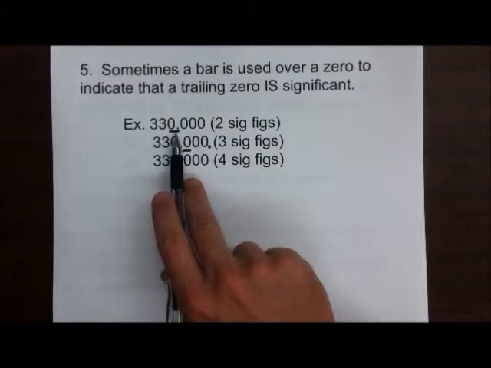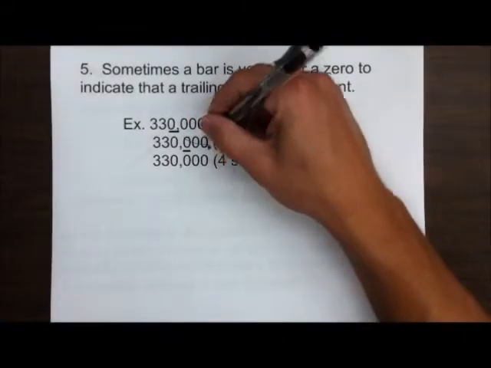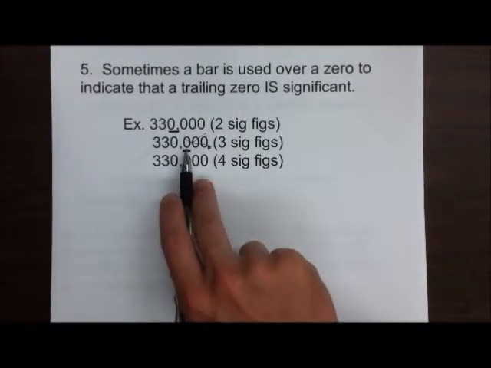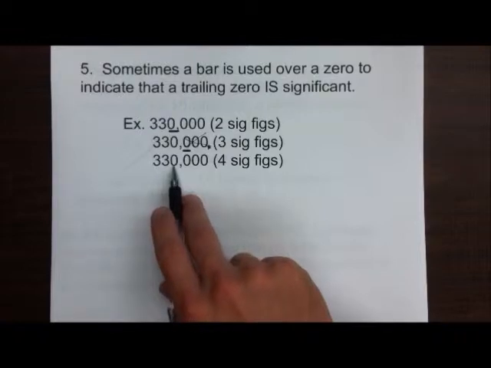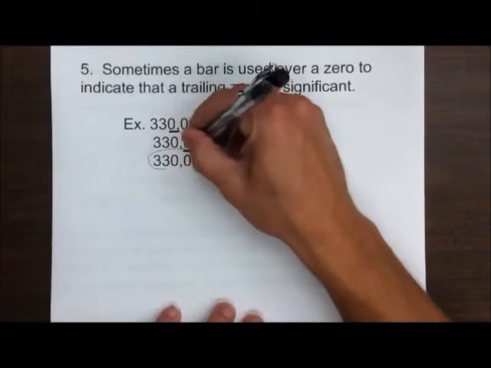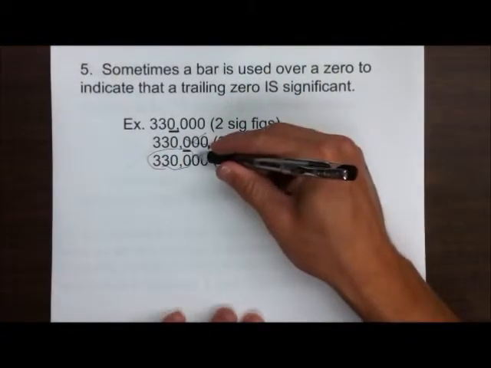So we would count this 0 as significant, so we have 1, 2, 3, and then these are still trailing zeros without a decimal. Those go away. If we wanted to show that this 0 is significant, we put the line over that, making this significant, automatically makes this a captive 0, which is also significant. So all 4 of these would be significant, hence the 4 sig figs, but these would not be.